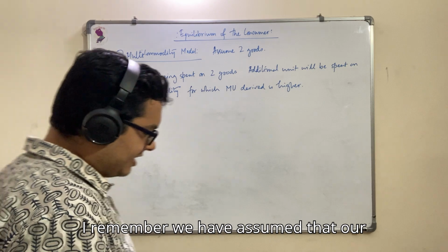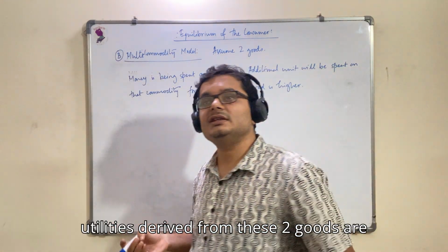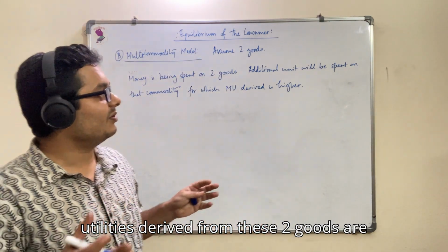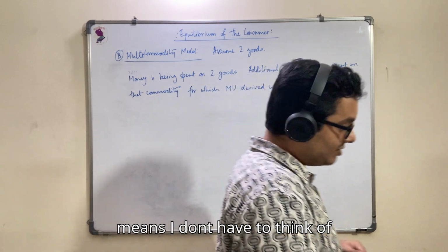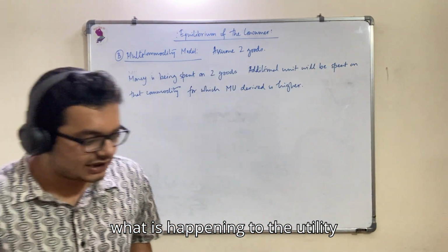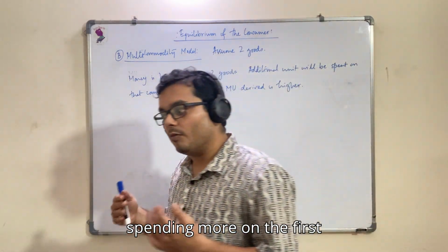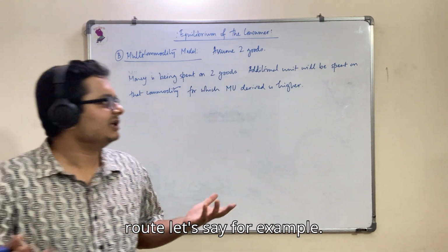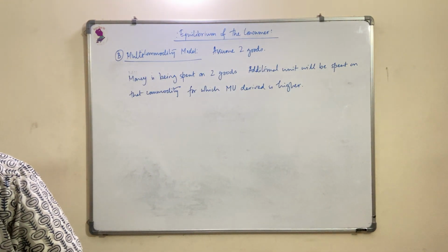And remember, we have assumed that our utility function is such that the utilities derived from these two goods are independent of one another, right? So that means I don't have to think of what is happening to the utility obtained from the other good when I'm spending more on the first good, let's say, for example. Okay?